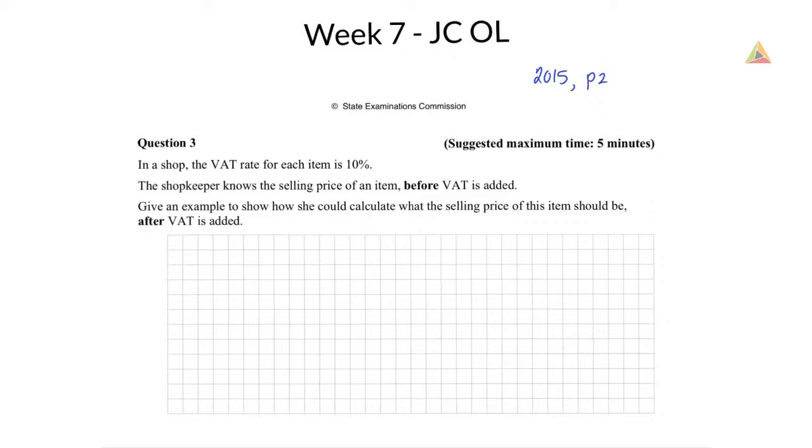Okay, so the question is, in a shop, the VAT rate for each item is 10%. So VAT is value added tax. The shopkeeper knows the selling price of an item before VAT is added. Give an example to show how she could calculate what the selling price of this item should be after VAT is added. Okay, so I'm going to use an example.